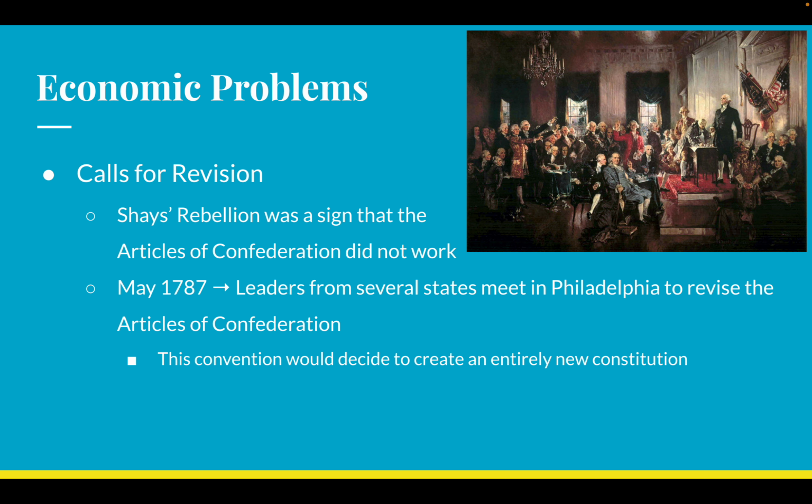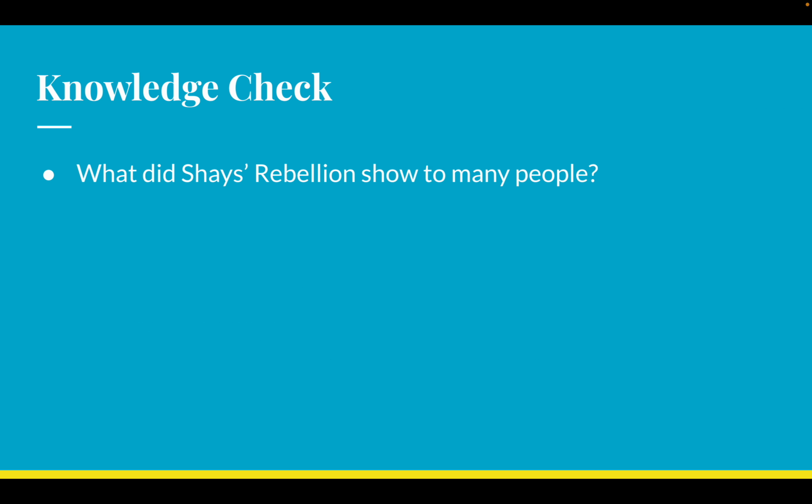So the Articles of Confederation only stick around for about 10 or so years until they are shown to be broken by Daniel Shays, and we decide to replace them with something better. And that leads us to our final knowledge check for this section. What is the point of Shays' Rebellion? What does it show us? Why is it important in American history?